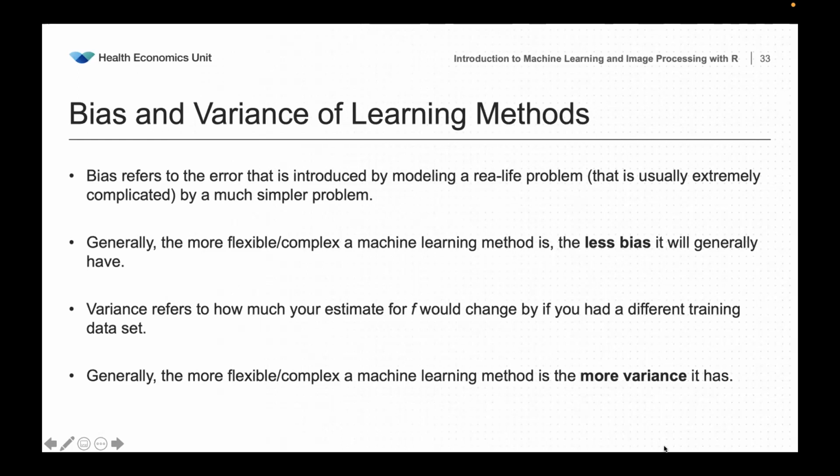And variance refers to how much your estimated function would change if you had a different training data set. And generally, the more complex and flexible a machine learning method is, the more variance problem it has.